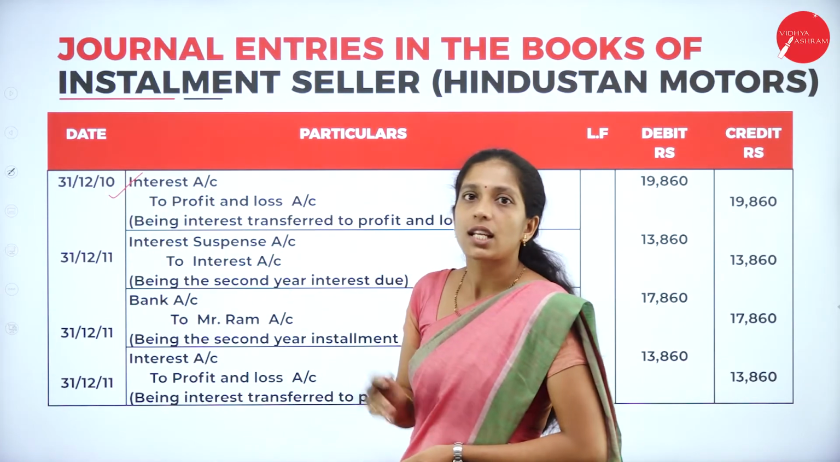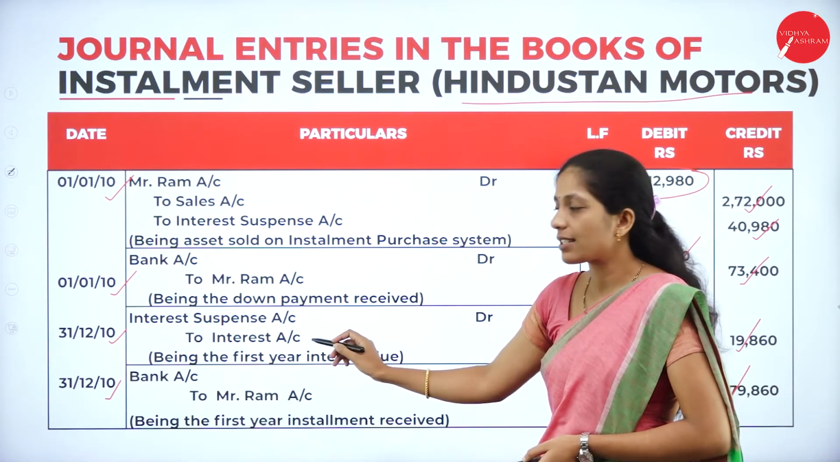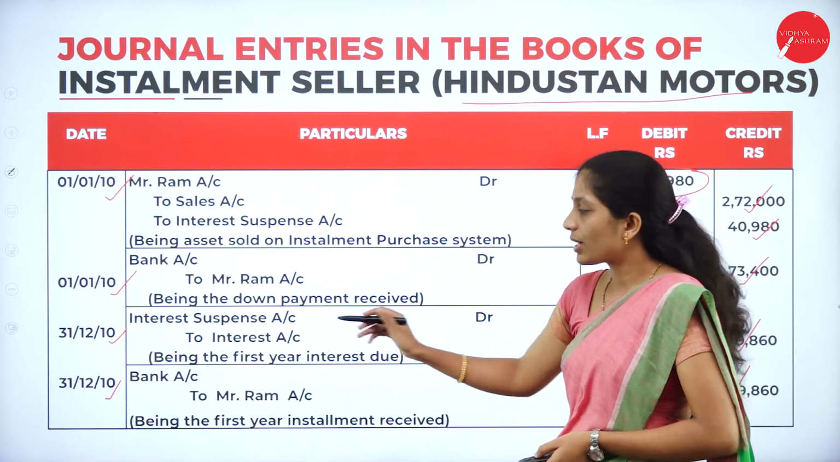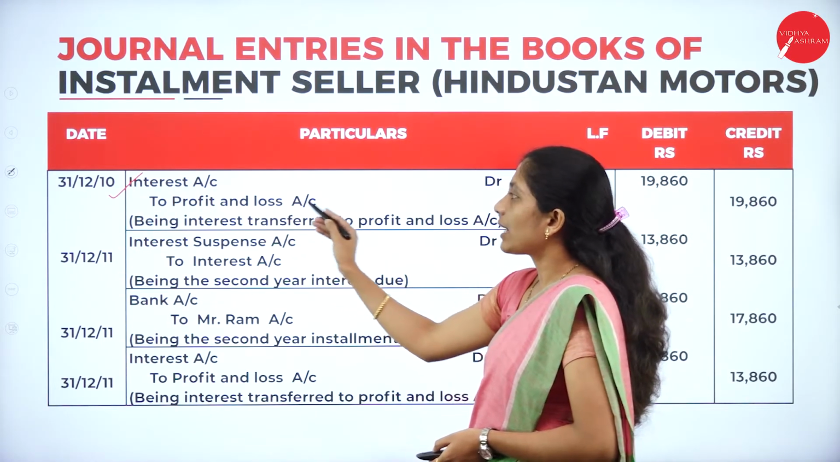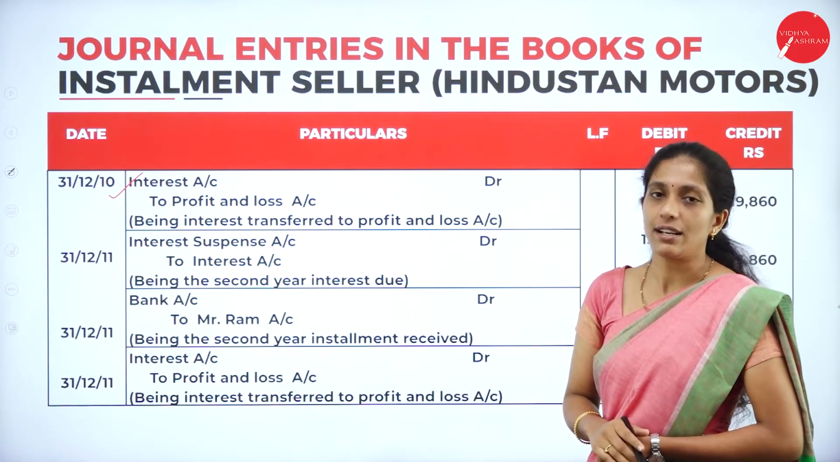31/12/2010, interest account data. So here we have credited the interest account. So this interest amount has to be transferred to profit and loss account. So we shall debit interest account data to profit and loss account, being interest transferred to profit and loss account.